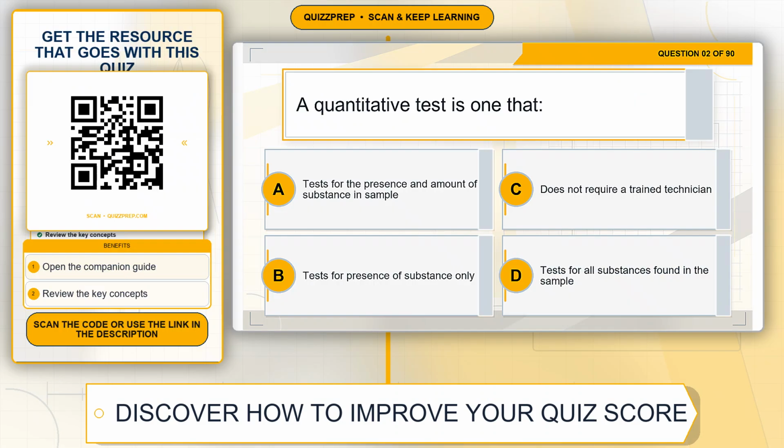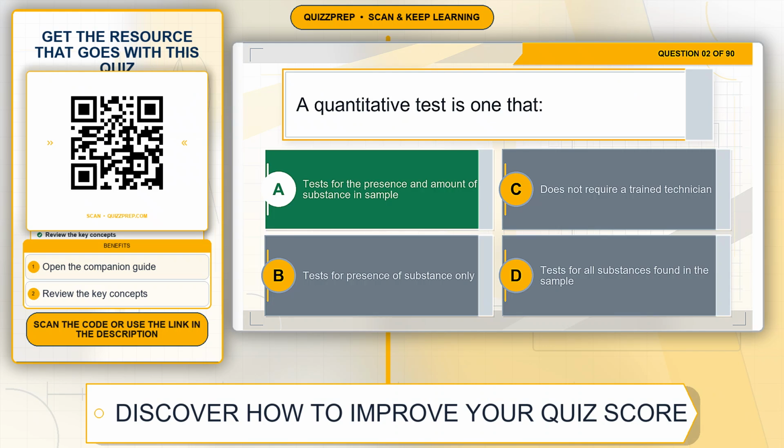Question 2. A quantitative test is one that. Option A, tests for the presence and amount of substance in sample. Option B, tests for presence of substance only. Option C, does not require a trained technician. Option D, tests for all substances found in the sample. The correct answer is option A, tests for the presence and amount of substance in sample.